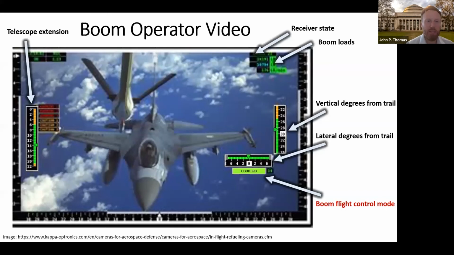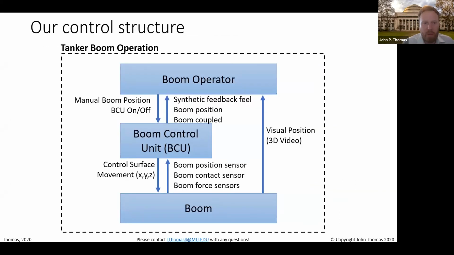Well, we've got a telescope extension over there on the right. We've got vertical and lateral degrees from trail. Think of trail as kind of a home position for the boom where the forces are low. It just kind of wants to hang there in trail. There's maybe a state of the receiver where the boom latches onto. There are boom loads that we may want to sense. There's maybe a flight control mode. Are we hooked up to the aircraft or not? Perfect. This is pretty close to what you proposed. Here's our control structure.